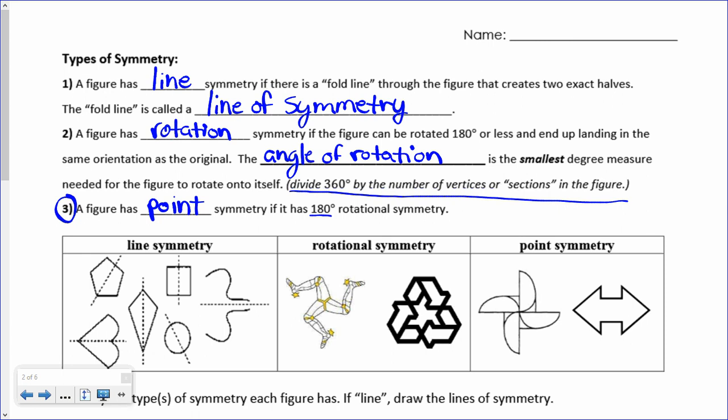No, right? Because it has to have exactly 180 rotational symmetry. So if I had 90-degree rotation symmetry, it wouldn't have point symmetry. Right? So think about your piece of paper. You have your piece of paper with you.